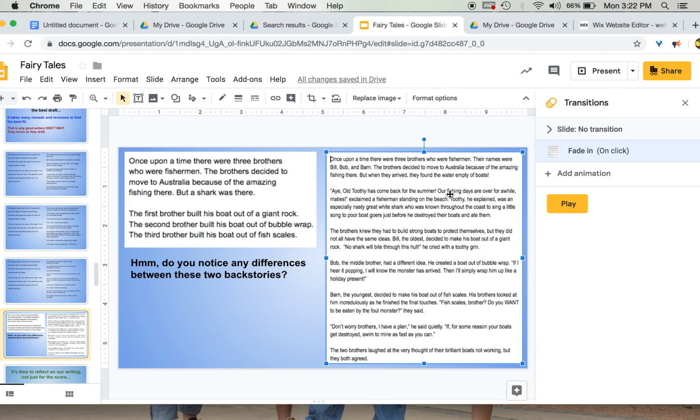Our fishing days are over for a while, mateys, exclaimed a fisherman standing on the beach. Toothy, he explained, was an especially nasty great white shark who was known throughout the coast to sing a little song to poor boatgoers just before he destroyed their boats and ate them.